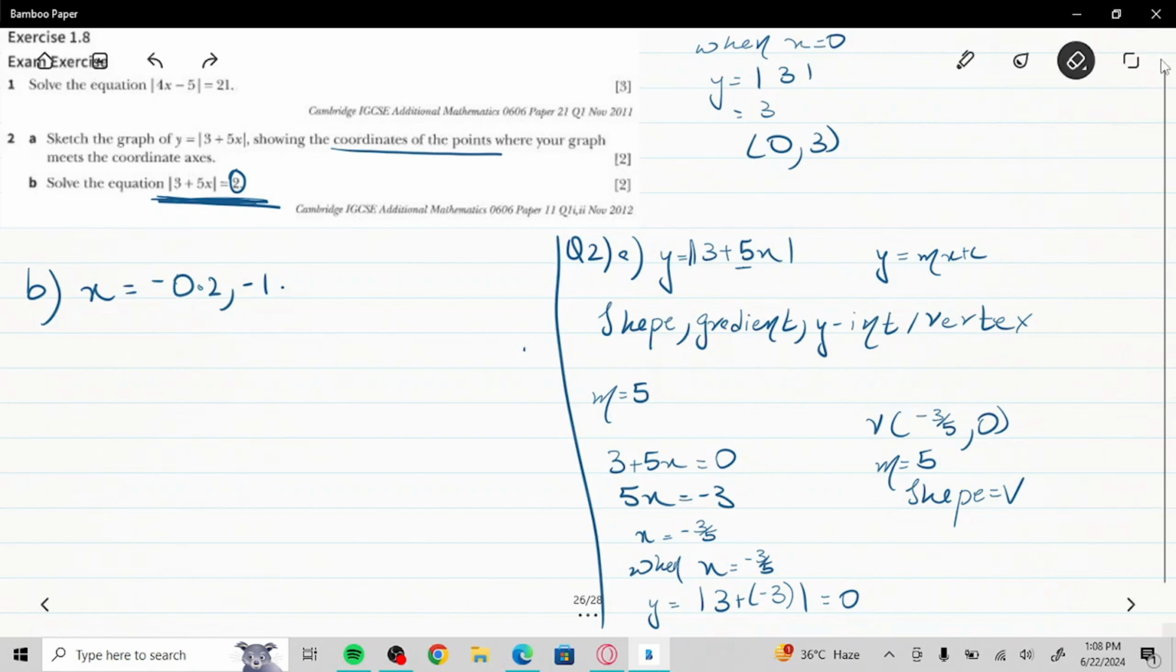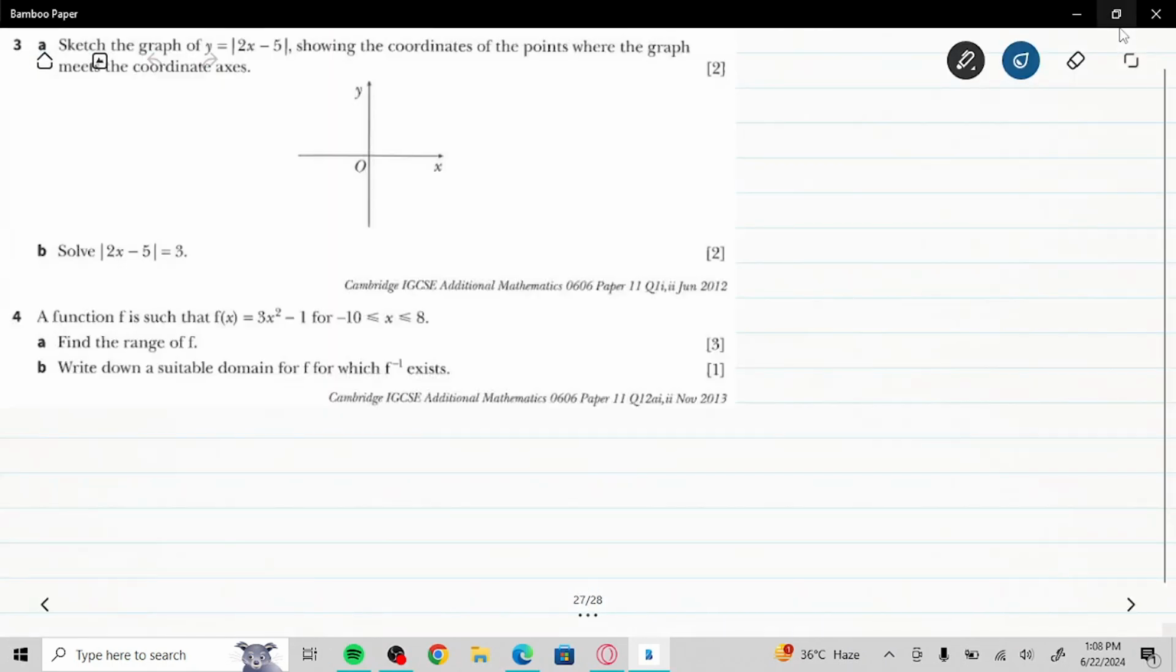Let me proceed to question number 3. In question 3, we have a similar question, which says we have to sketch the graph y is equal to 2x minus 5, showing the coordinates of the point where the graph meets the coordinate axes. And for part B, we have 2x minus 5 is equal to 3. So it's a similar question, and what we have done till now is what we do for question 3a.